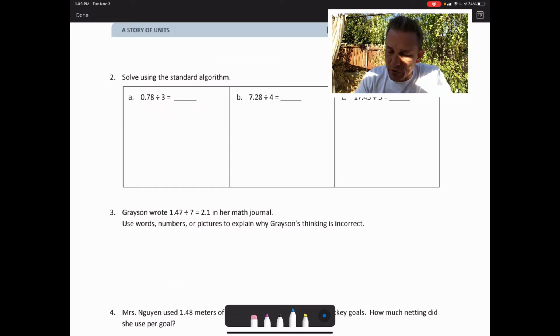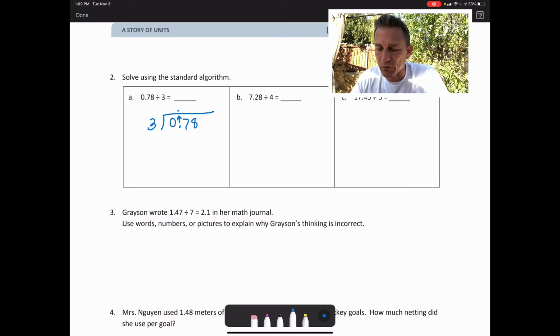This is what we're going to do. We're going to put our dividend inside where it belongs, in the house. And then our divisor. And then what I want to do is put my decimal straight up, and then I just want to talk it through. So how many 3's goes into 0? None. So I'm going to put 0 there.